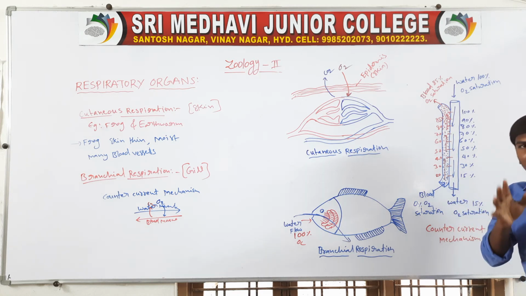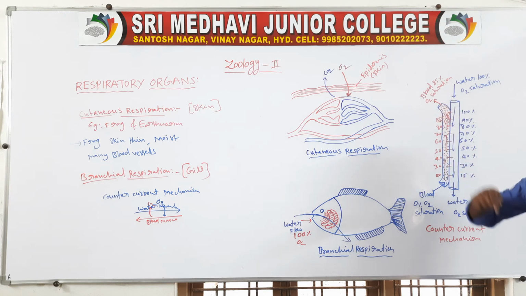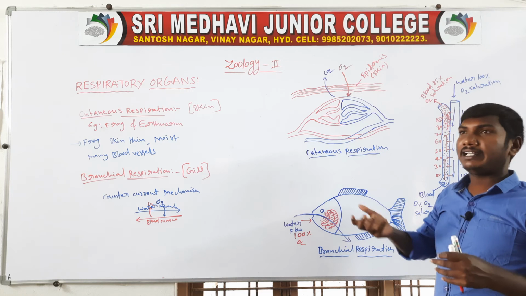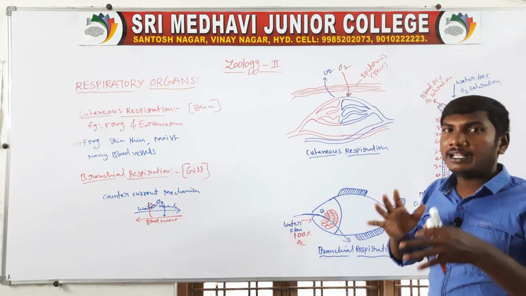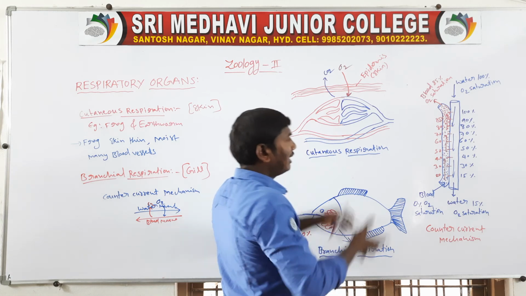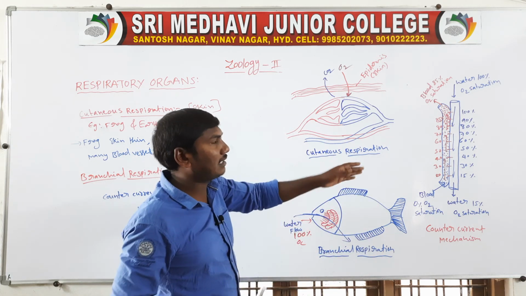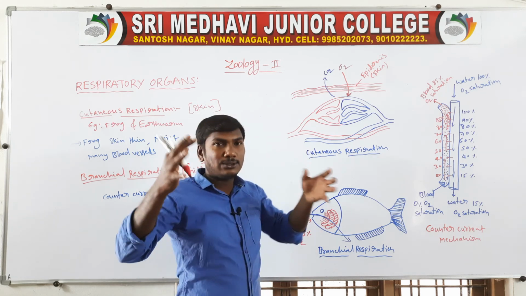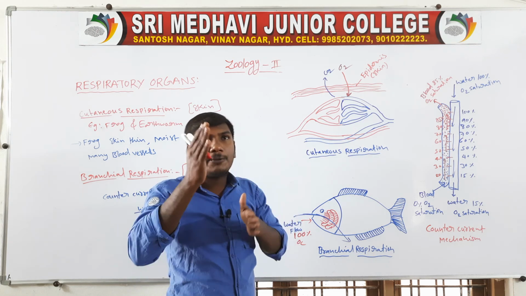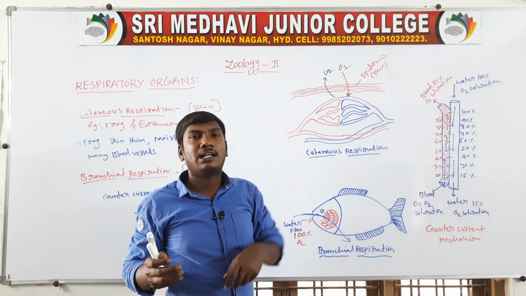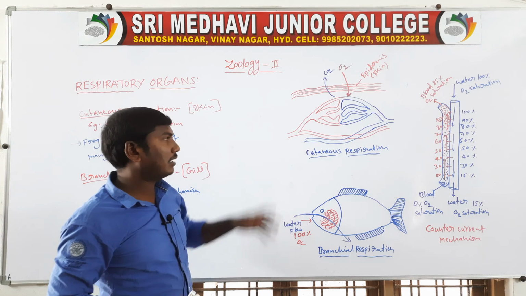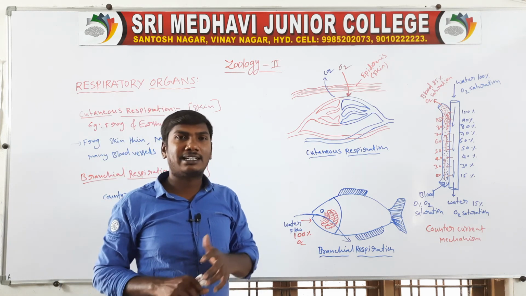Counter current mechanism means the water movement is opposite to the blood movement. By this mechanism, the blood takes in the O2 at the gills. So this is fish respiration, branchial respiration. Easily understood: water moves in one direction, the blood in the opposite direction. These two directions form the counter current mechanism, with absorption of the O2. So there is cutaneous respiration and branchial respiration, gill respiration.